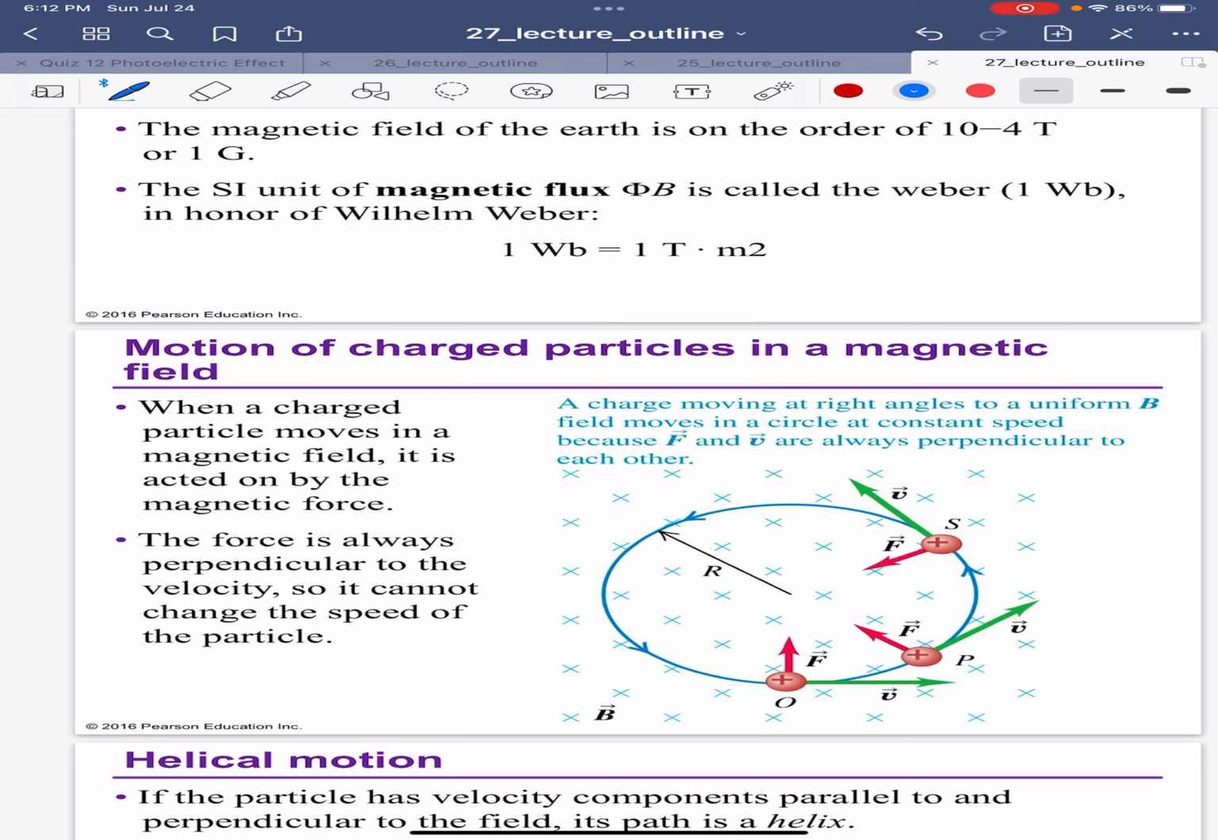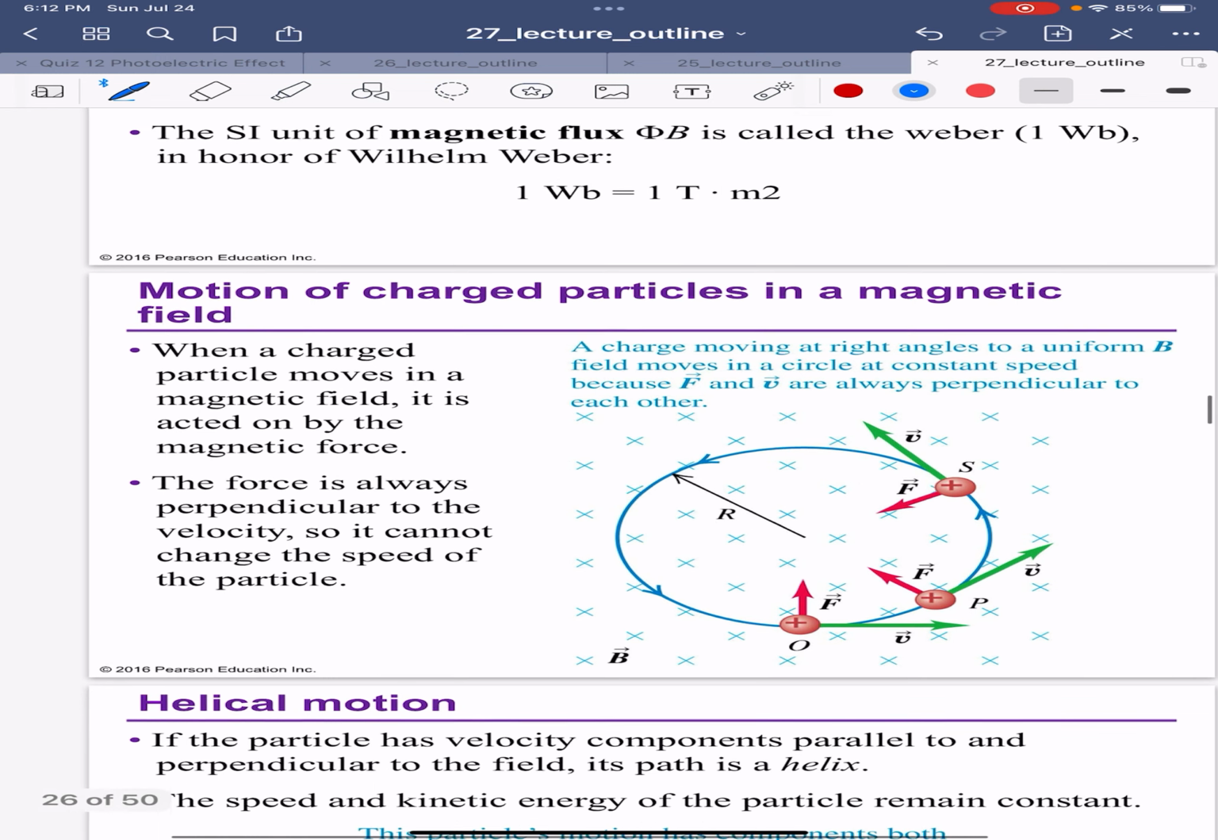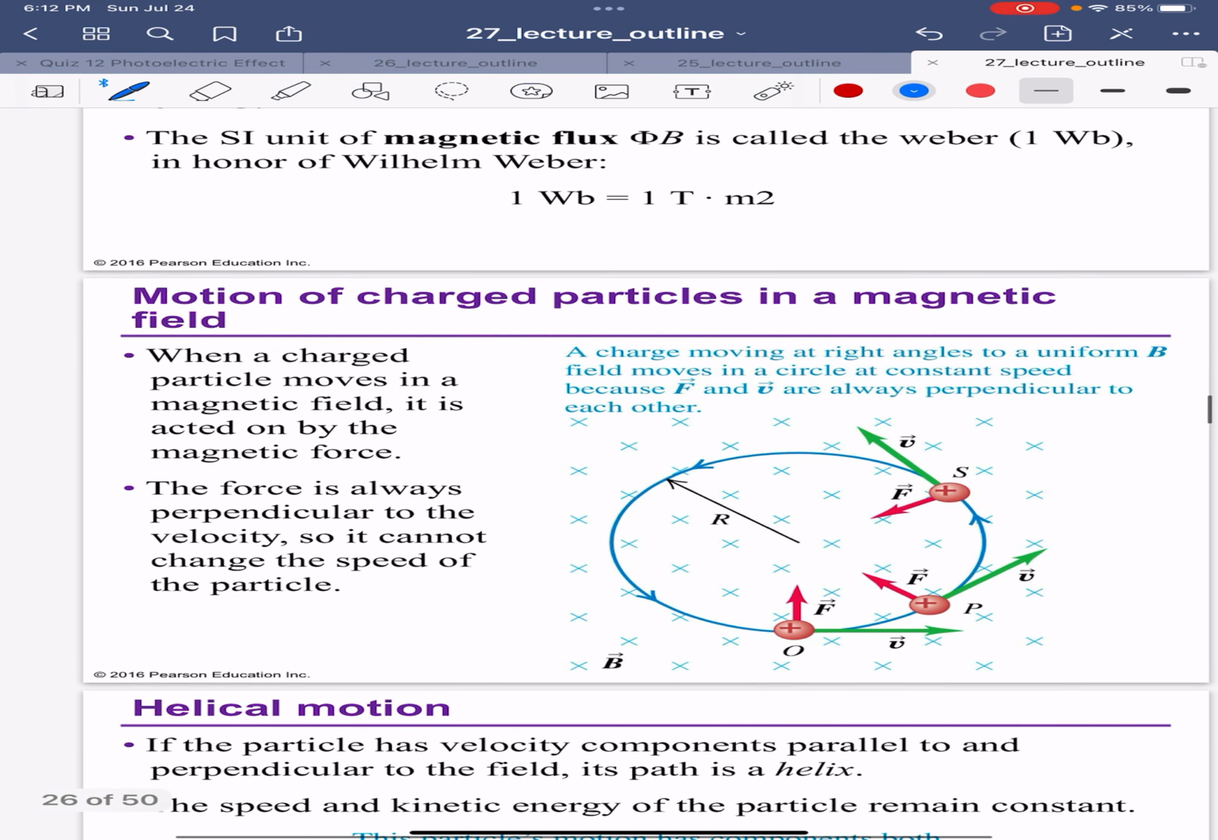Therefore, this force is going to be a centripetal force, and since it is perpendicular to the direction of the velocity, it will not be able to change the direction. It will not be able to change the magnitude of the velocity. This is really a very important idea in the history of physics.